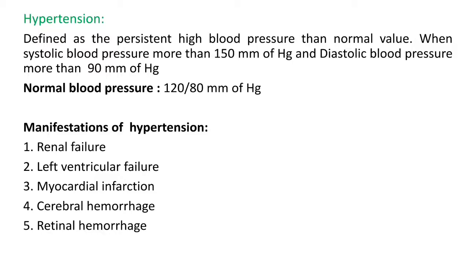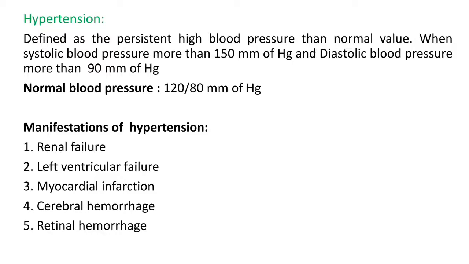So when systolic blood pressure is more than 150 mm of Hg and diastolic blood pressure is more than 90 millimeter of mercury. So what are the manifestations of hypertension? Hypertension damages other organs like the kidneys, which leads to renal failure, and also left ventricular failure, myocardial infarction, cerebral hemorrhage, and also retinal hemorrhage.